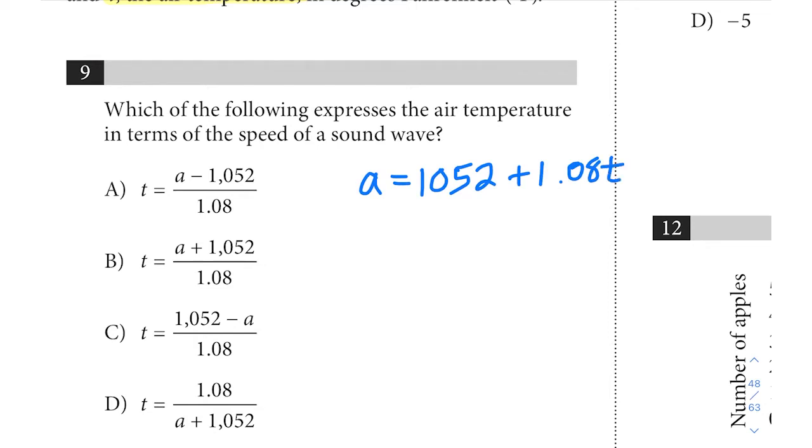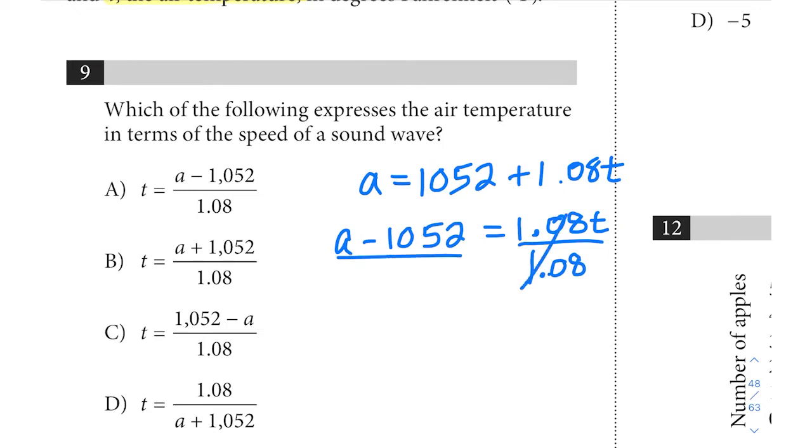And to solve and isolate T, first we have to subtract 1052 from both sides, which will leave us with A minus 1052 equals 1.08t. And then we're going to divide both sides by 1.08. So when we do that, the 1.08 cancels out, and we are left with A minus 1052 over 1.08 as our value for T, which matches up with answer choice A.